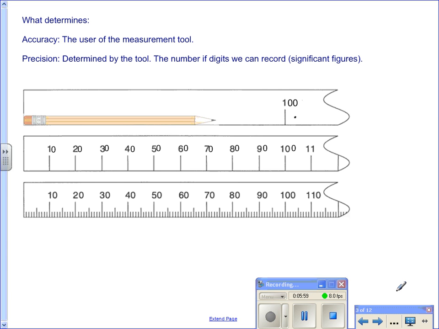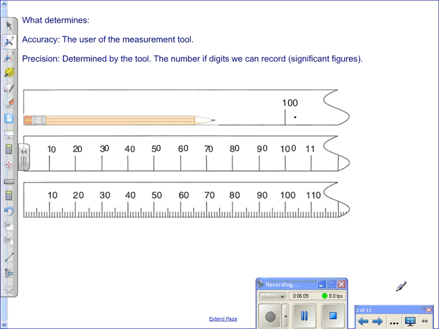When we use this first ruler, the one up top, we only know for certain that we're between 0 and 100. So someone might come in and see this pencil and say, oh, that looks to me like about 70. Someone else says, no, I think that's 60. And someone else could say, no, I think that's close to 80. Same tool, same pencil, and we get a spread of about 20, between 60 and 80.